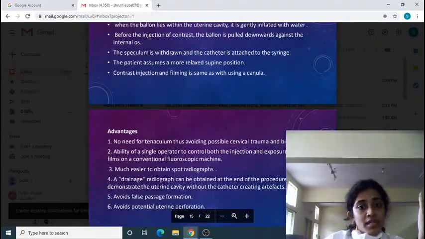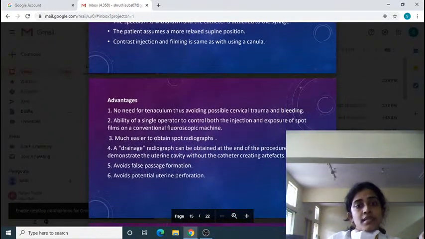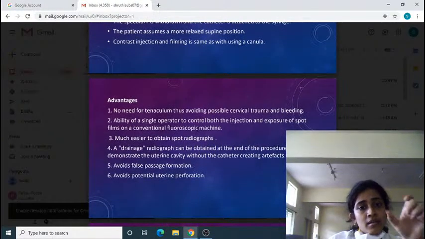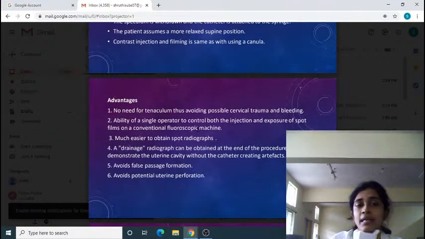Now, what are the advantages of using a Foley catheter? It is that we don't need a tenaculum for separating the anterior lip of the cervix.